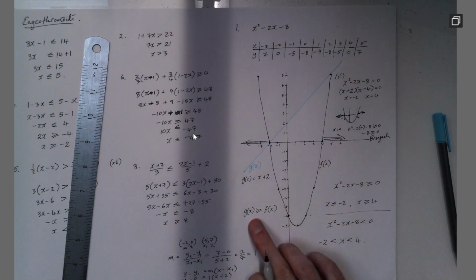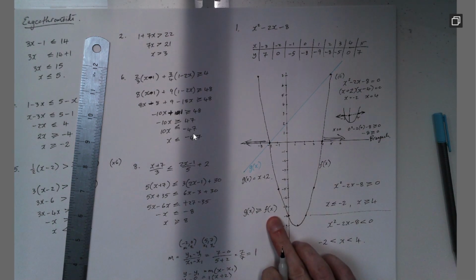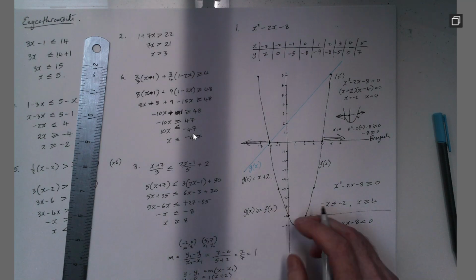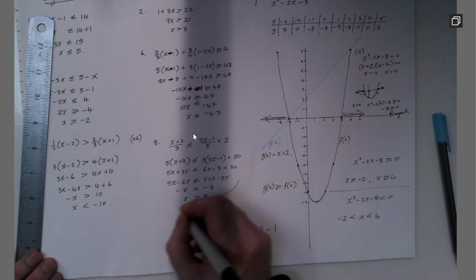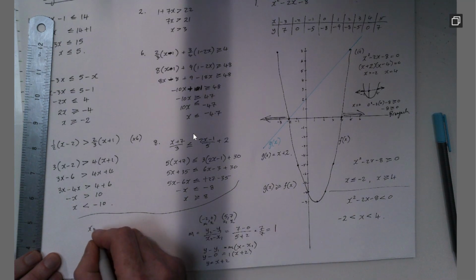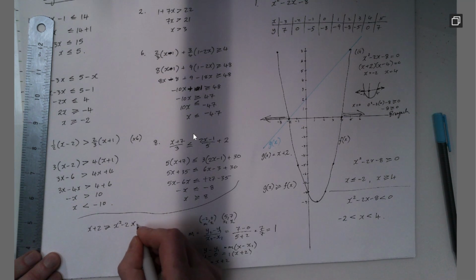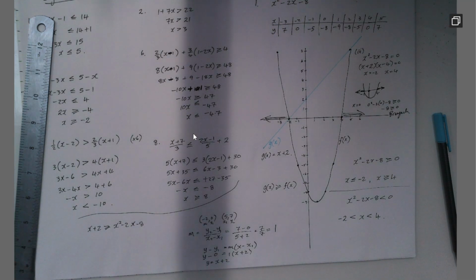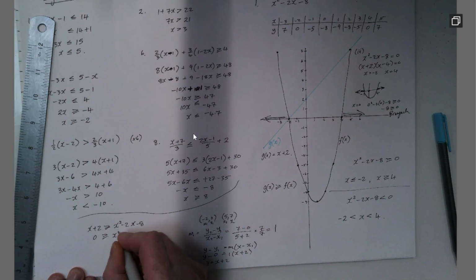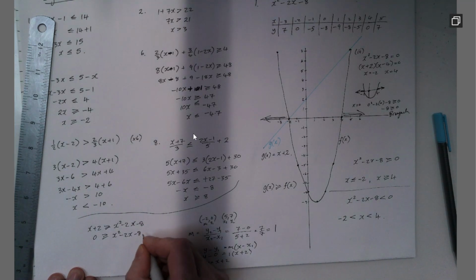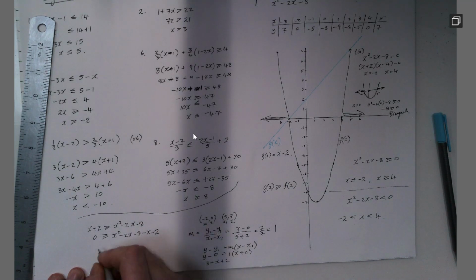Now, the question is to check where g of x is greater than or equal to f of x. So we use algebra to solve the equation. So we write x plus 2 is greater than or equal to x squared minus 2x minus 8, and we solve. So bring it all to one side. So 0 is greater than or equal to x squared minus 2x minus 8 minus x minus 2. So rearranged, 0 is greater than or equal to x squared minus 3x minus 10.